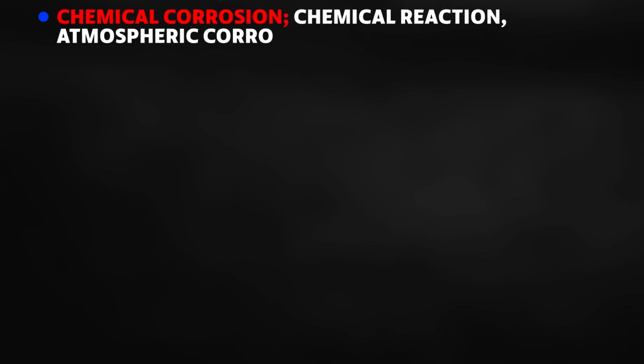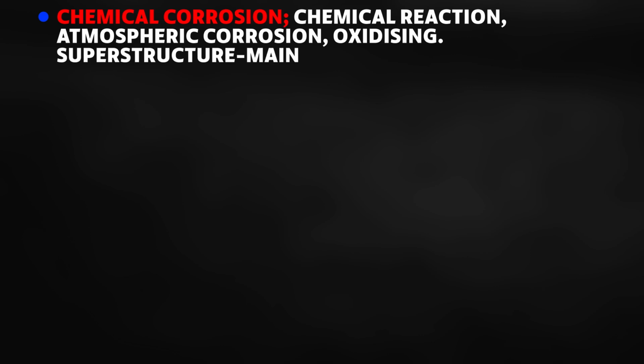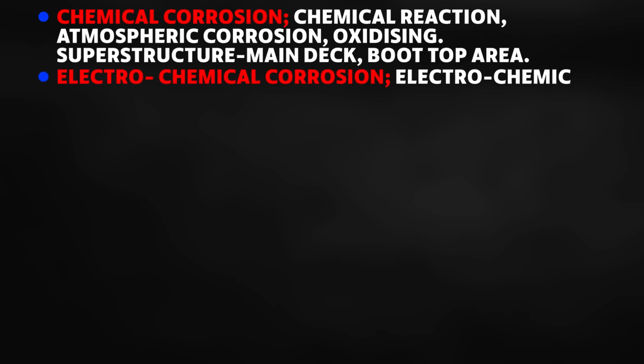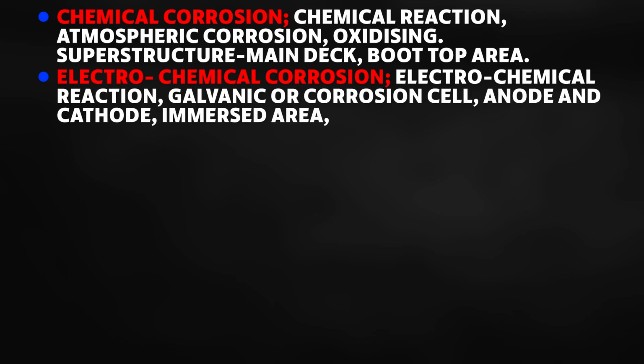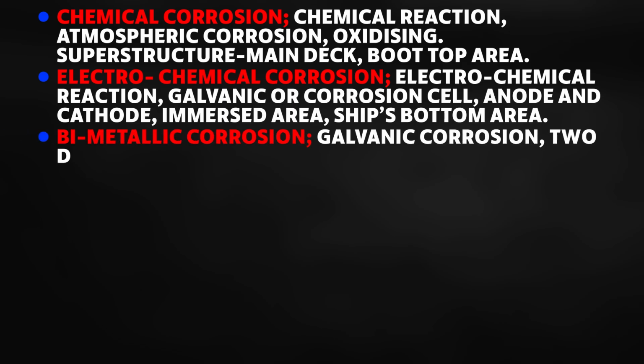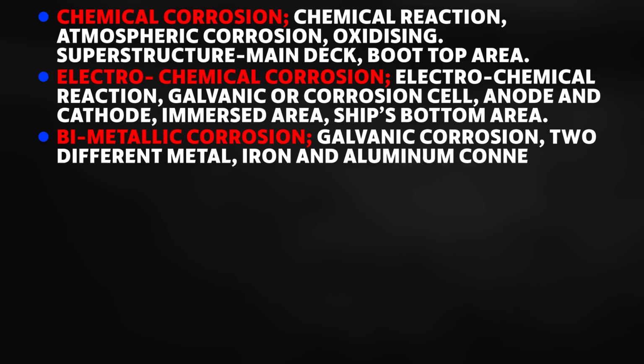Chemical corrosion: chemical reaction, atmospheric corrosion, oxidizing, found on the superstructure, main deck and boot top area. Electrochemical corrosion: electrochemical reaction, galvanic or corrosion cell, anode and cathode, found in the immersed area and ship's bottom area. Bimetallic corrosion, or galvanic corrosion: two different metals, iron and aluminum, in connection.